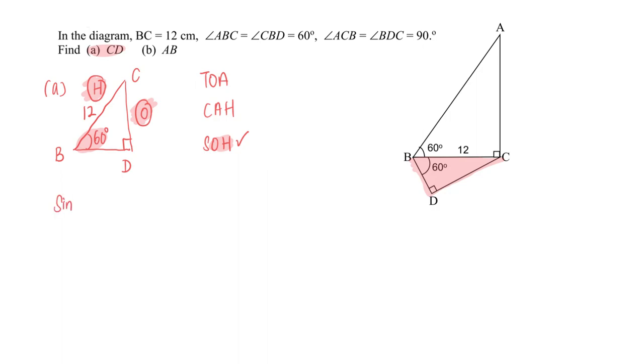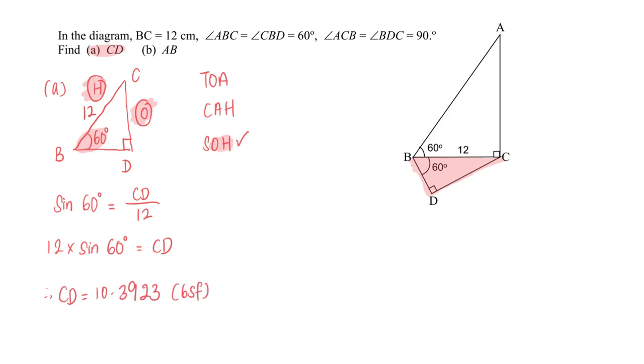So sine 60 degrees is equal to opposite, in this case my length CD, over H, hypotenuse, 12. So therefore I will be able to get my length of CD pretty straightforward, multiply by 12 on both sides. So therefore my answer, after I press my calculator, is 10.3923, to 3 significant figures.